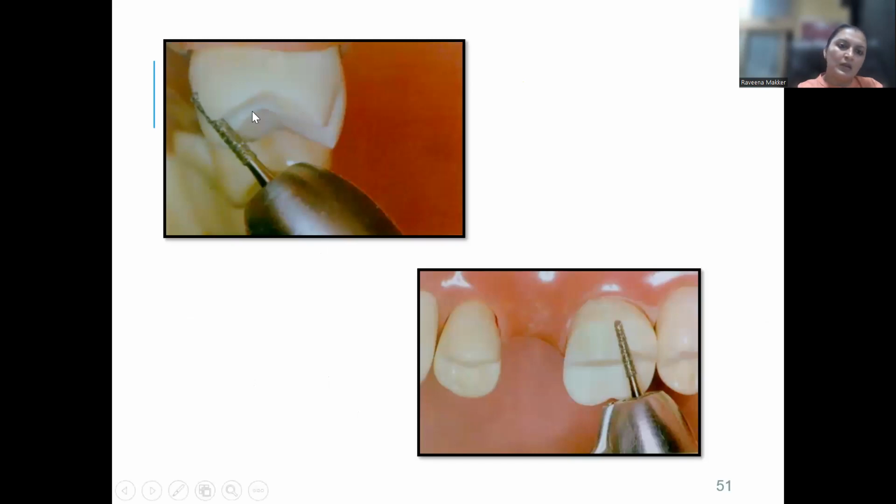And you can see in this, this burr is inclined at an angle of 45 degree to the functional cusp, and 1.5 mm deep groove is created. Now this groove is made flat, creating the functional cusp bevel.